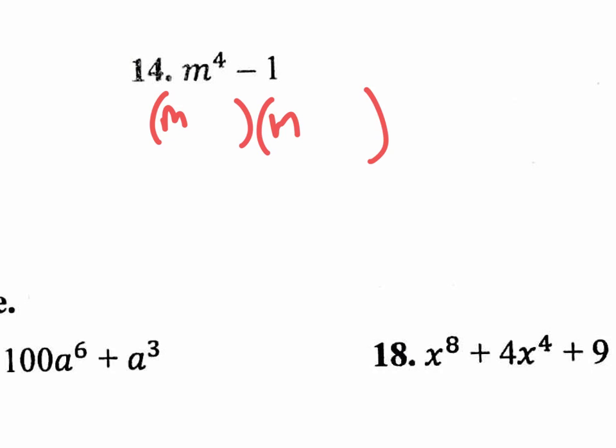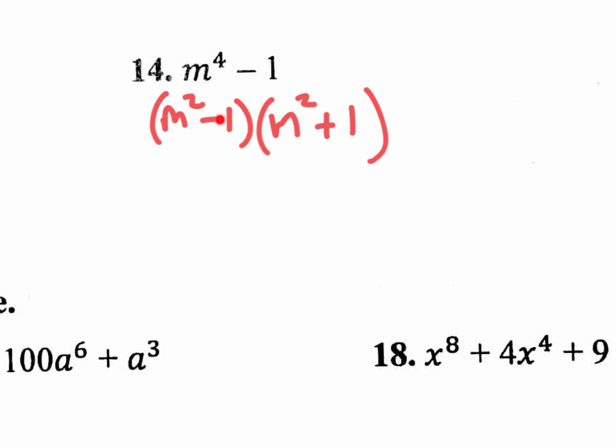M times m is m squared. So we want m squared times m squared, right? Because that'll get us the m to the 4th. And then you just think the same process. What times what is negative 1 that if you add together is nothing? A negative 1 and a positive 1, correct? Yeah? Okay? So now, when you factor, you're always supposed to look at the inside of your parentheses and see if you could continue factoring.